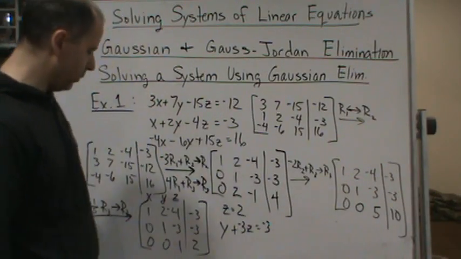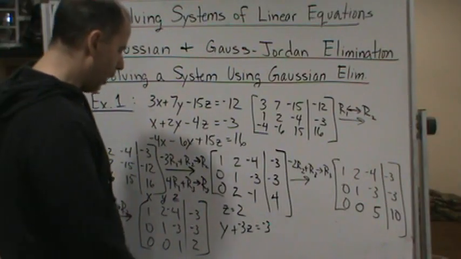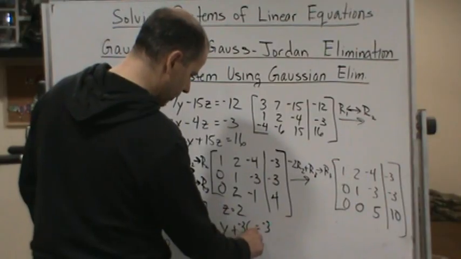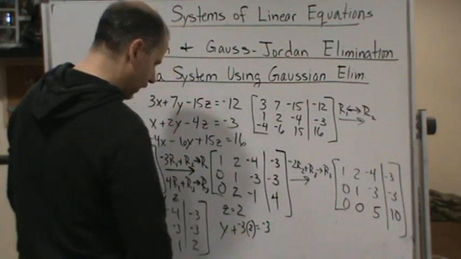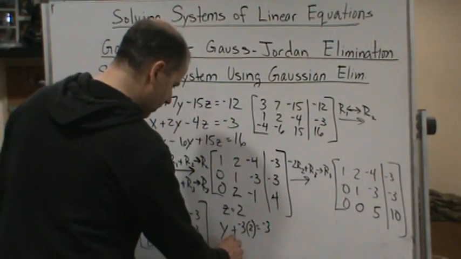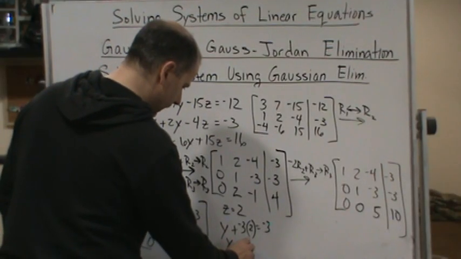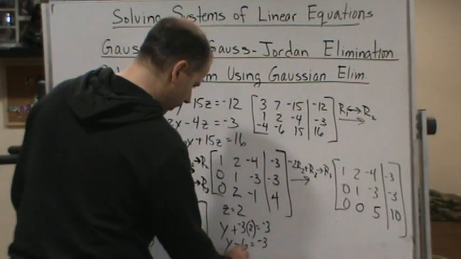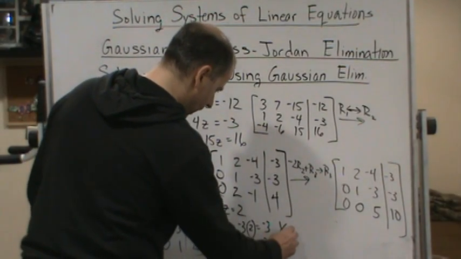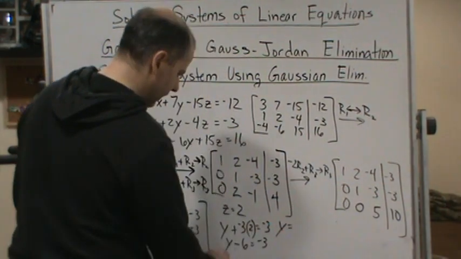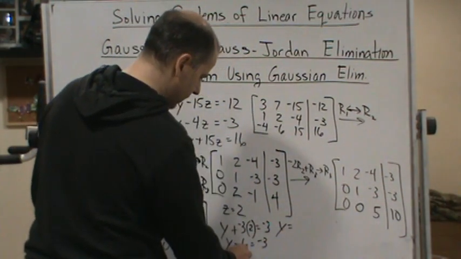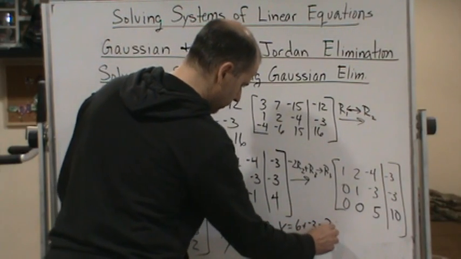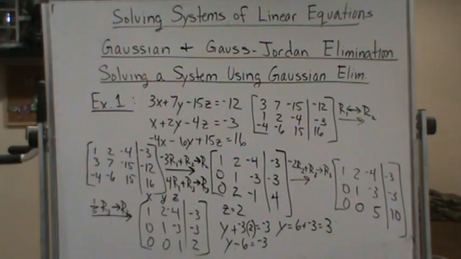So this is where we get this equation. Okay? Now, we know Z is equal to 2. This is where the back substitution comes in. So now this gives us Y minus 6 is equal to negative 3, which then tells us that Y is equal to 6 plus negative 3, which equals 3. So Y is equal to 3.